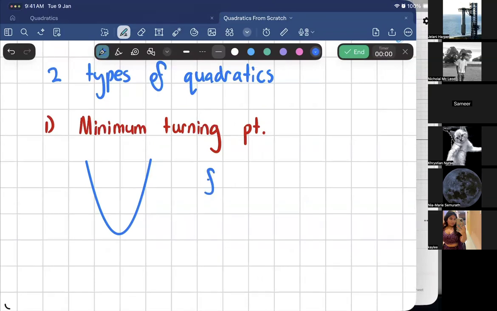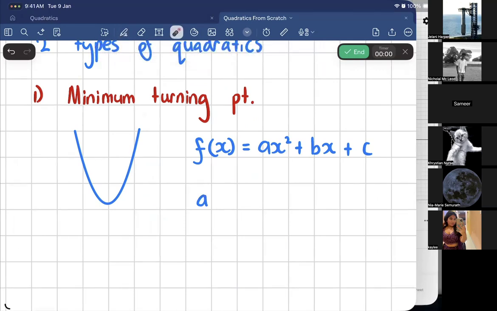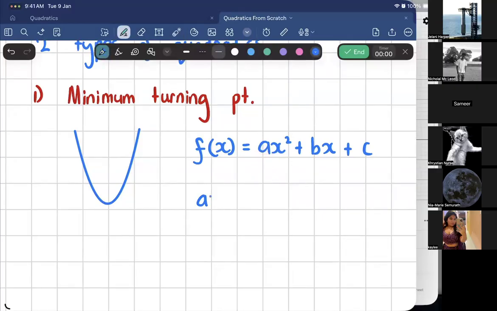So quickly, Keely, do you remember the form of a quadratic? f of x is equal to what? What is the form of a quadratic? It goes like ax squared plus bx plus c. So it has a minimum turning point when the coefficient of x squared, if you're confused about coefficient, it is just the number in front of the x squared. So a. You have a minimum turning point when a is more than 0, meaning that it's positive.